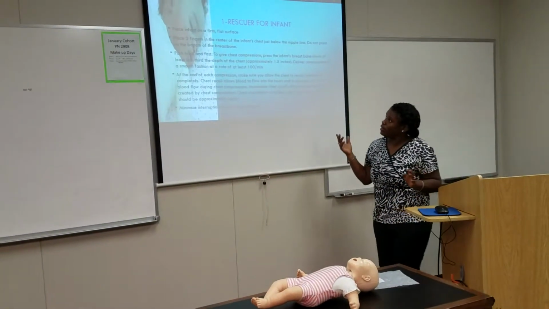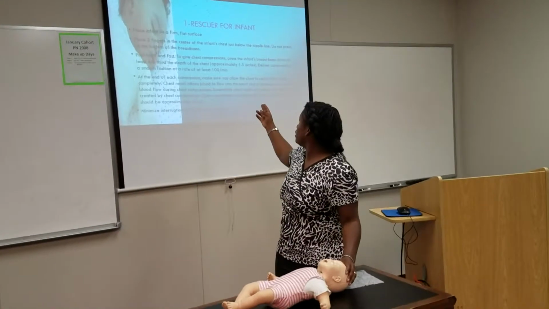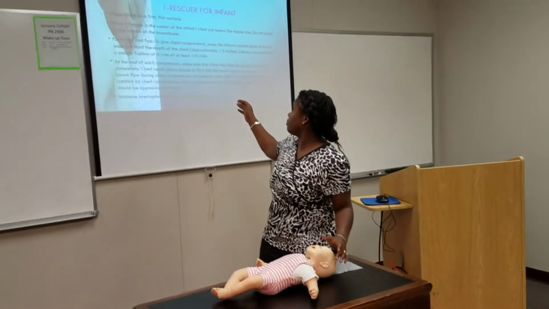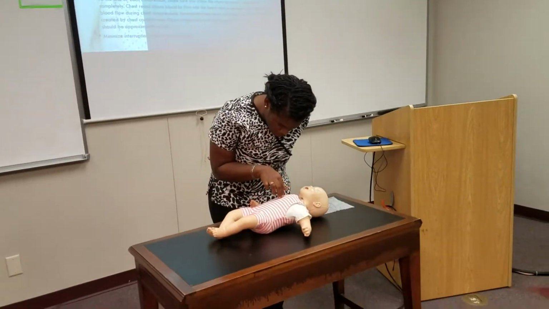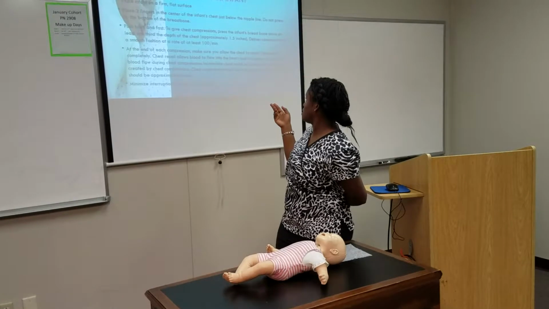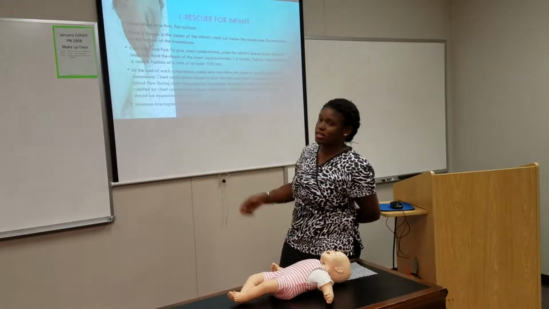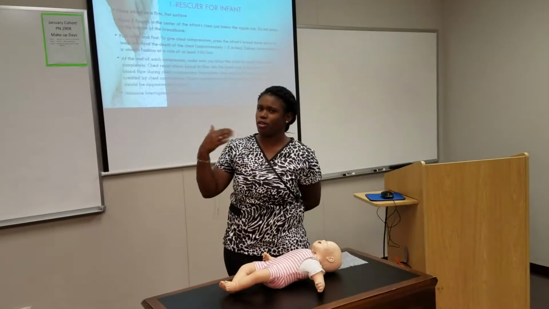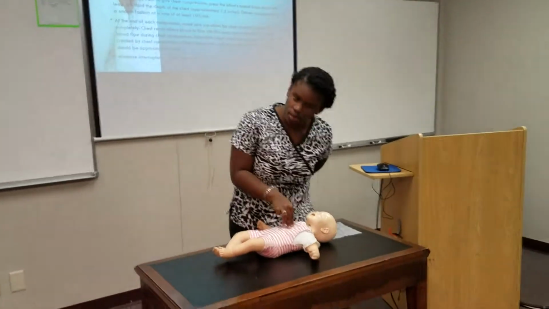Rescue for one infant, you place two fingers on the infant's chest, just below the nipple line. Do not press on the bottom of the breastbone. So you find the nipple line of the child and you go just below it. Push hard and fast to get chest compression. Press the infant breastbone down at least one-third depth. So instead of the 2 inches that you did for the older child, you're only going to do one-third.